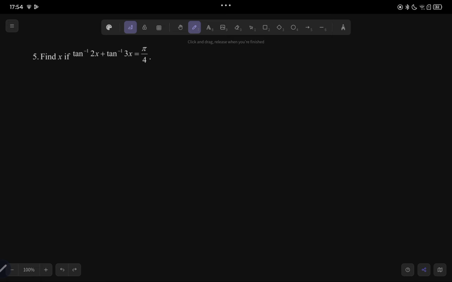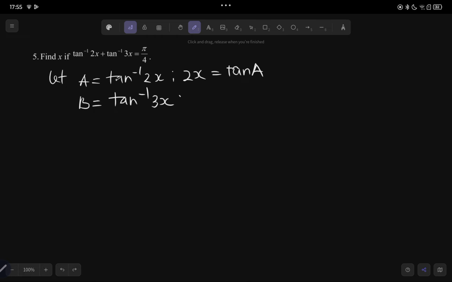Still, what we shall do is we shall let, as usual, A to be tan inverse of 2x, which means our 2x is tan A. Let B to be tan inverse of 3x, which means our 3x is equal to tan B. So we have A plus B being, this time we don't want to do each side alone, we want to do them concurrently. A plus B should give us pi out of 4.